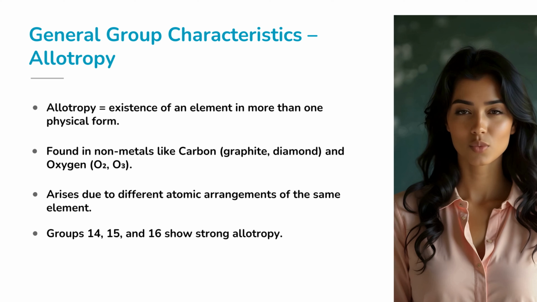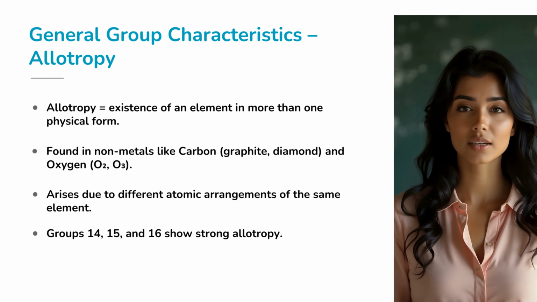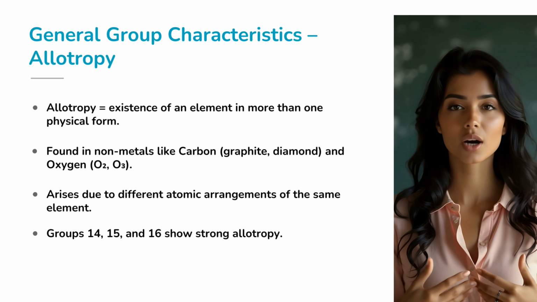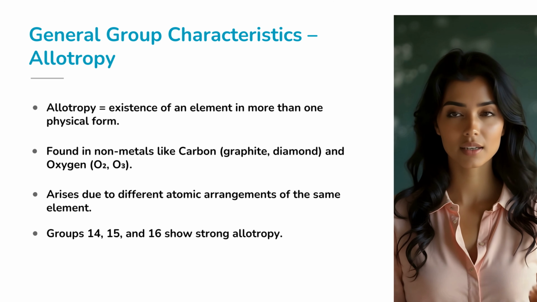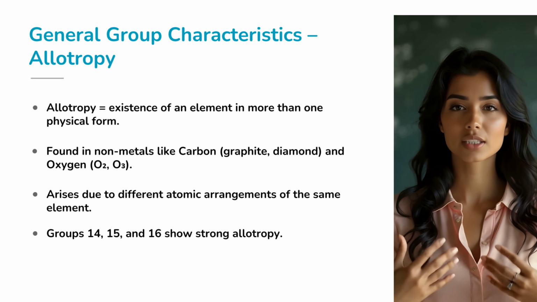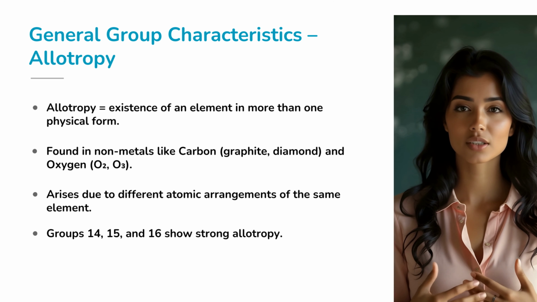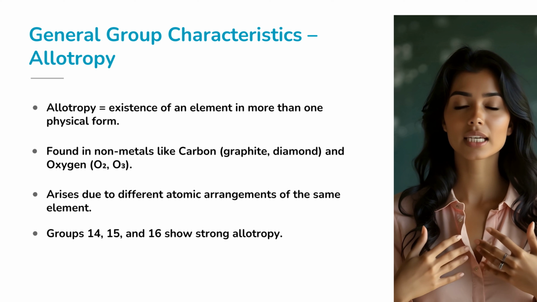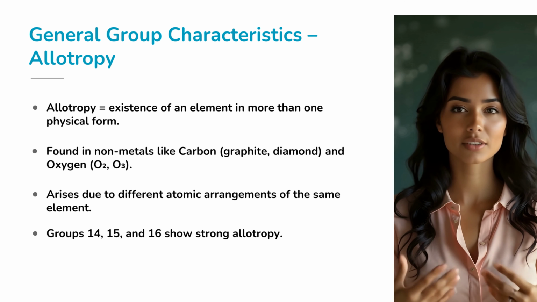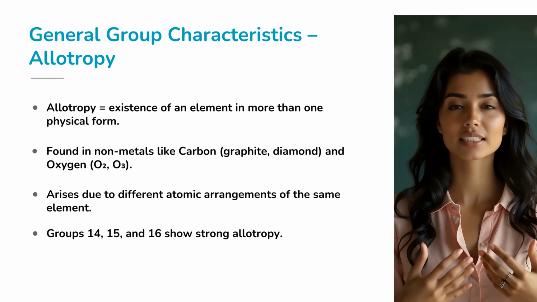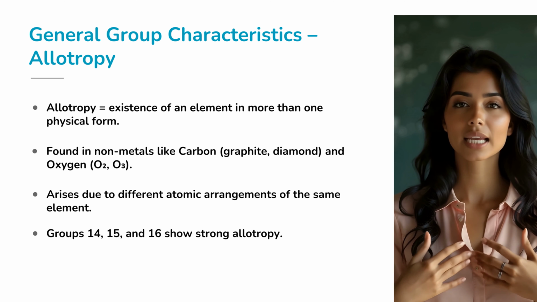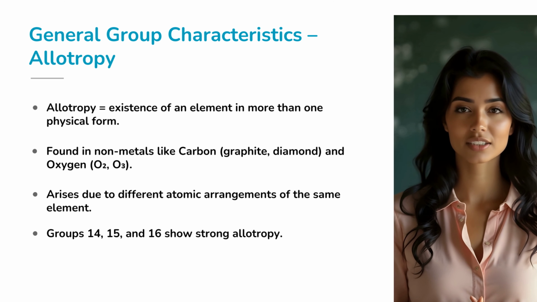configuration. One fascinating group property is allotropy, where a single element can exist in more than one physical form. Think of carbon, sometimes it shines as a diamond, other times it is a dull, soft graphite used in pencils. Oxygen also shows allotropy, existing as O2, which we breathe, and ozone, O3, which shields us from harmful UV radiation. Groups 14, 15, and 16 particularly showcase this phenomenon, and it beautifully demonstrates how different atomic arrangements of the same element can give rise to very different properties.